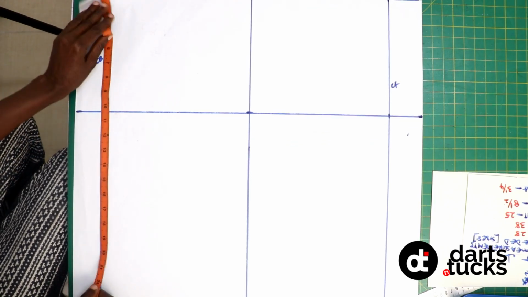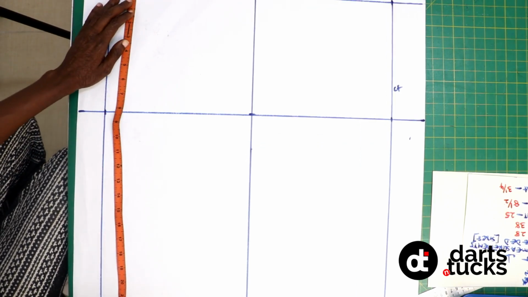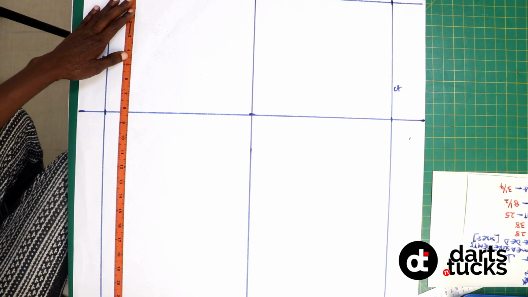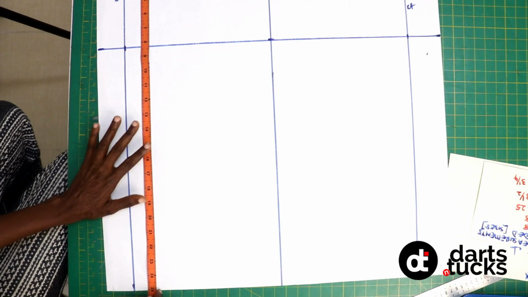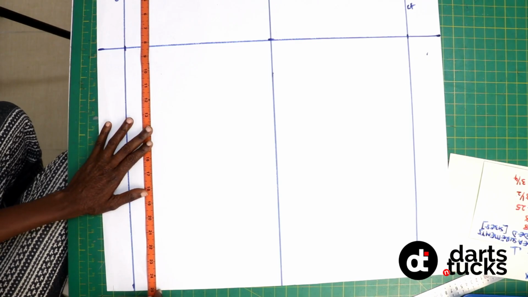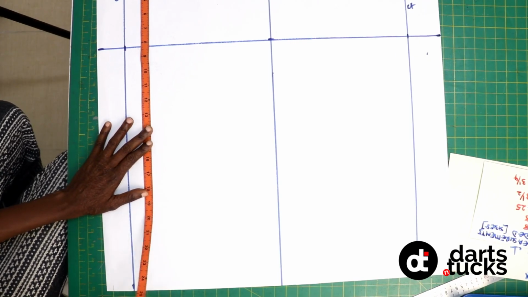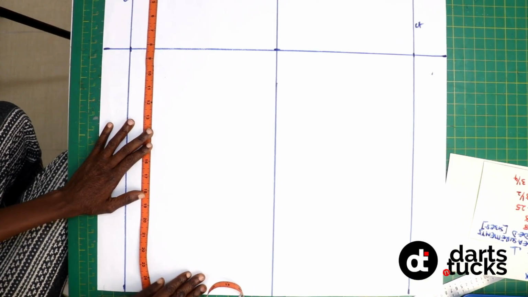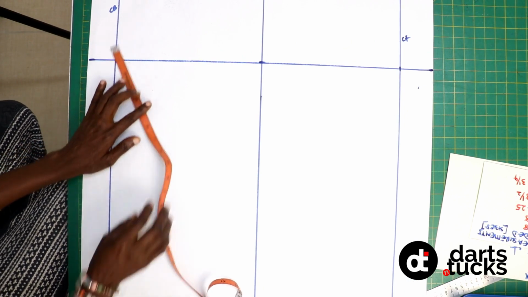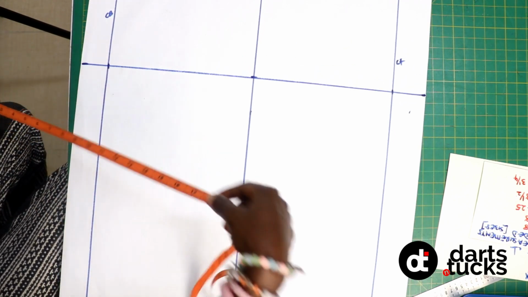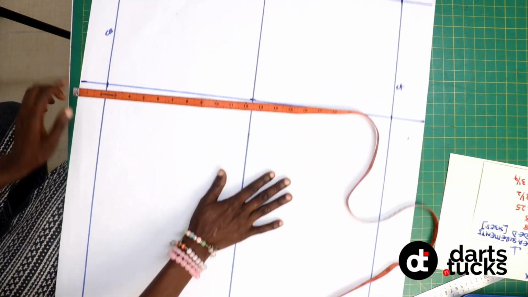And then from this line, I measure the length of the skirt. For basic skirt, you just measure to your knee length. If you need to add length, that will be later when you decide the style you want to create. So after doing that, I measured the size of my paper that I want to use.